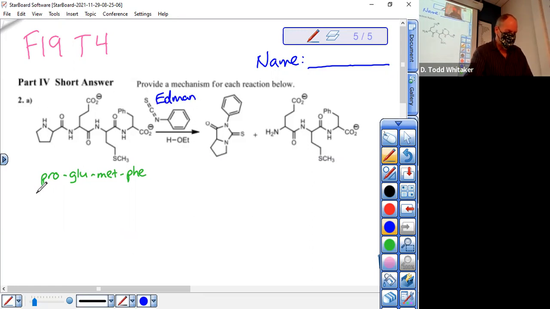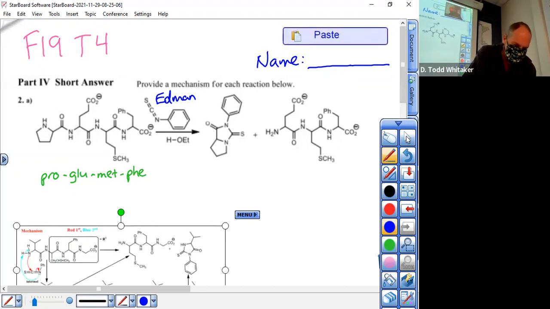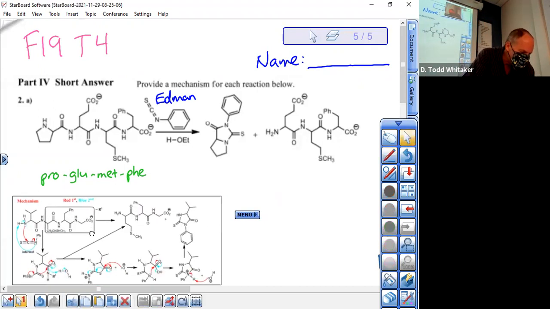You don't really need to tell me what the tetrapeptide is, but I'm just reminding you it's Pro, Glu, Met, and F. Remember, the Edman targets the amino terminal residue. So that's the one.